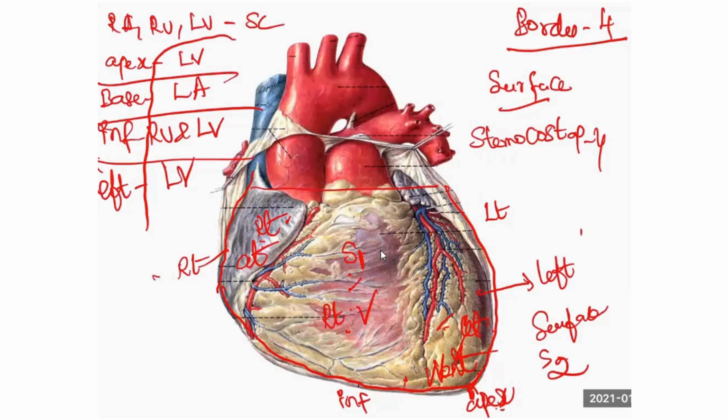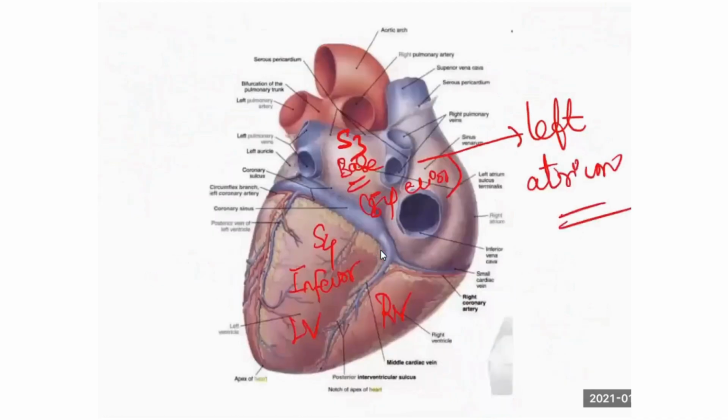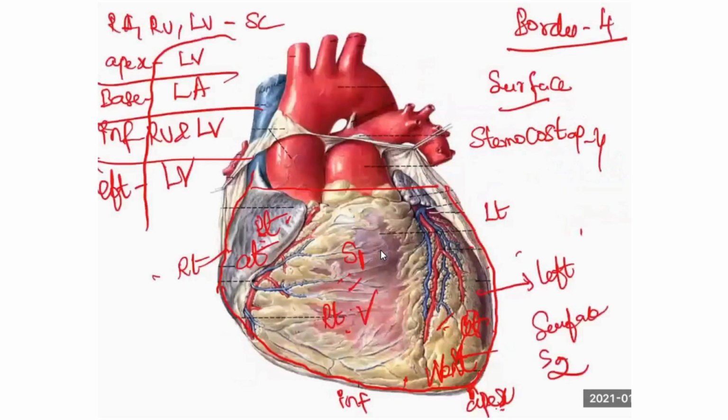Four surfaces. Sternocostal surface, I can see three chambers: right atrium, right ventricle, left ventricle. Inferior surface, I can see two chambers: right ventricle, left ventricle. Superior surface, the base, I can see only one chamber: left atrium. Apex, I can see only one chamber: left ventricle. You understand, right?